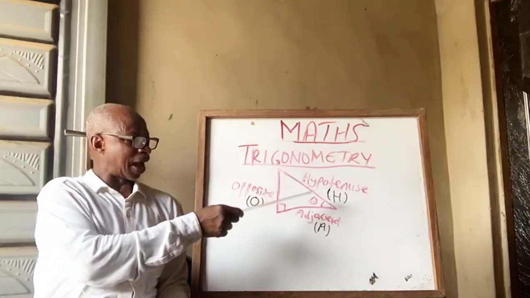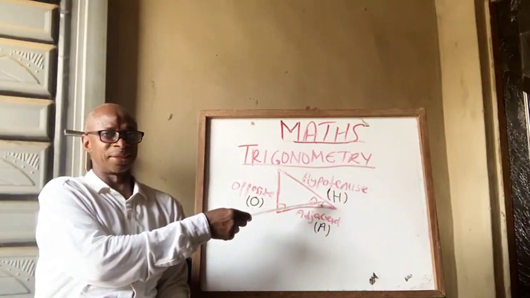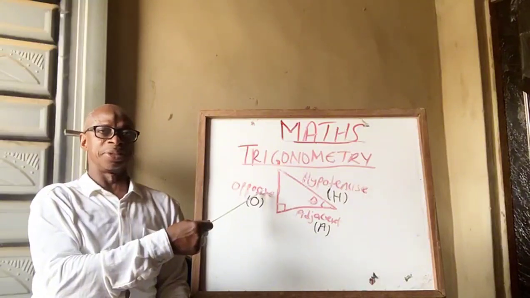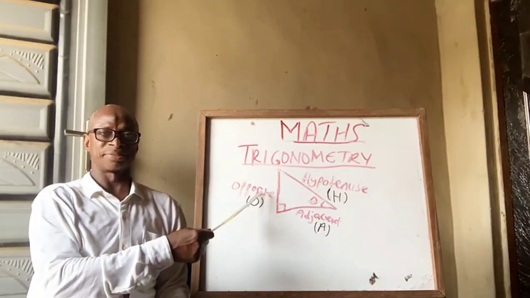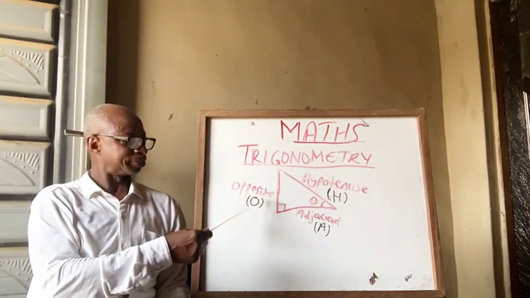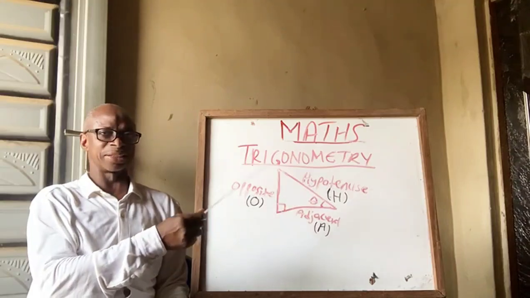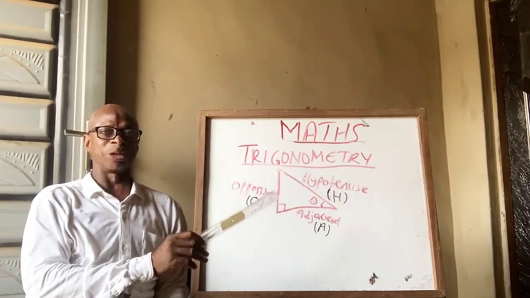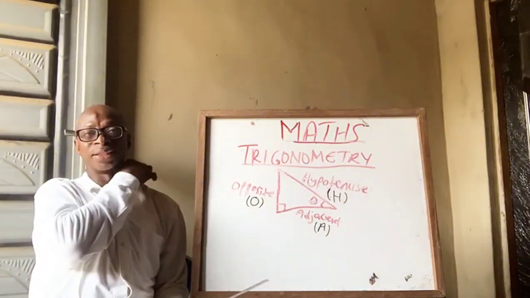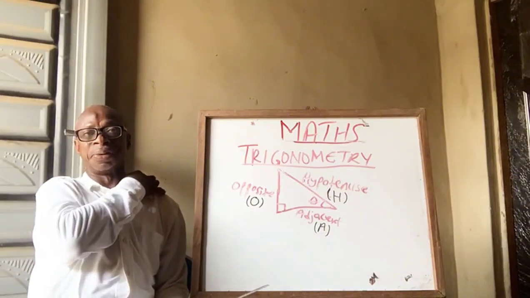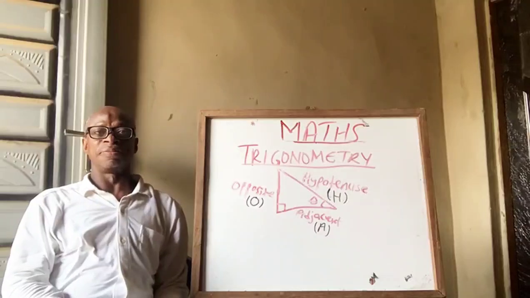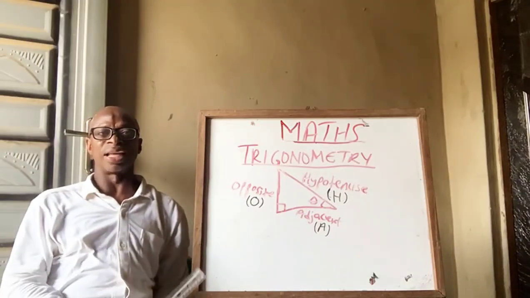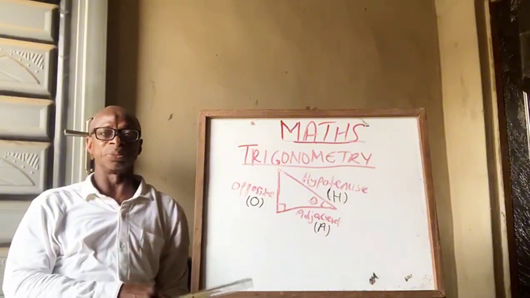Again, angle theta is here. If angle theta is here, then the side facing the angle is the opposite side. Now I use letters for these three sides, just letters, so that when we begin to solve, we can look at how we can find cosine, sine, and then tangent on this particular triangle.